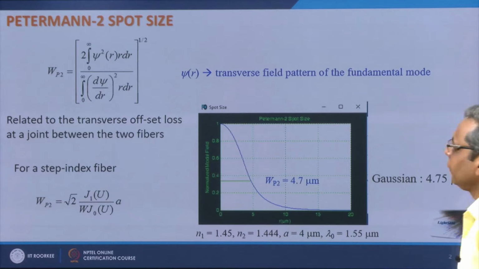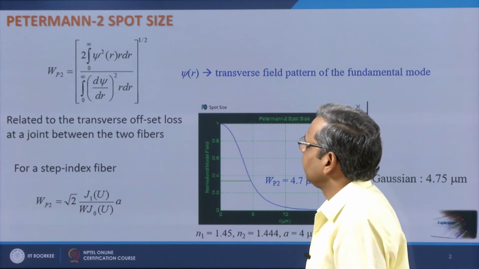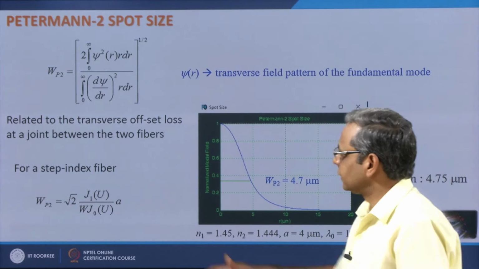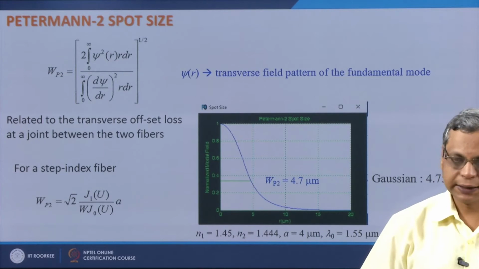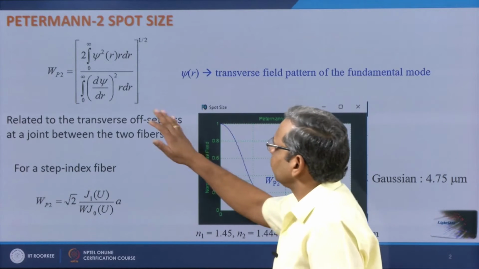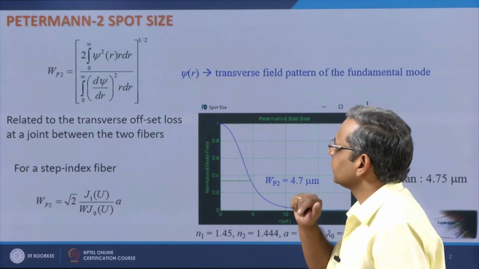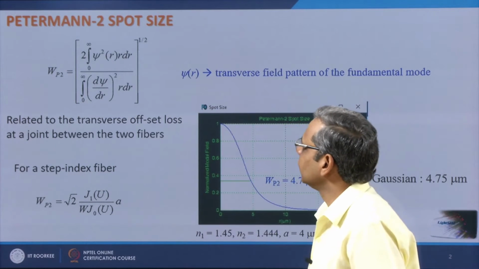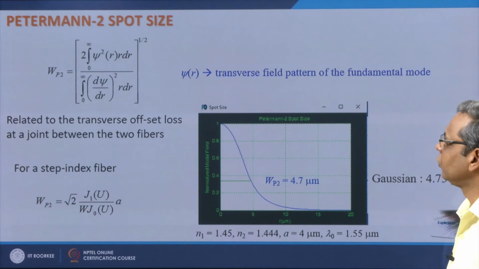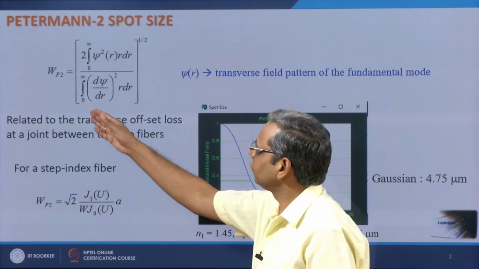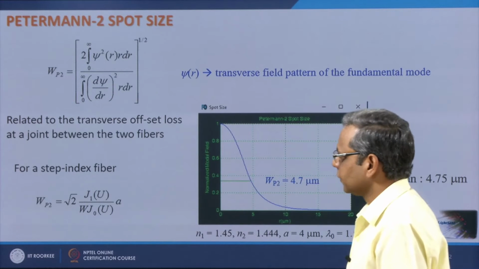So, there is another way of defining the spot size, which is the Petermann 2 spot size, which is related to transverse offset loss at a joint between the two fibers. We will study about these losses at the joints in the next lecture. The Petermann 2 spot size is defined in terms of the transverse field pattern of the fundamental mode psi(r) and is given as Wp2 equal to the square root of 2 times the integral from 0 to infinity of psi square r dr, divided by the integral from 0 to infinity of psi prime square r dr.